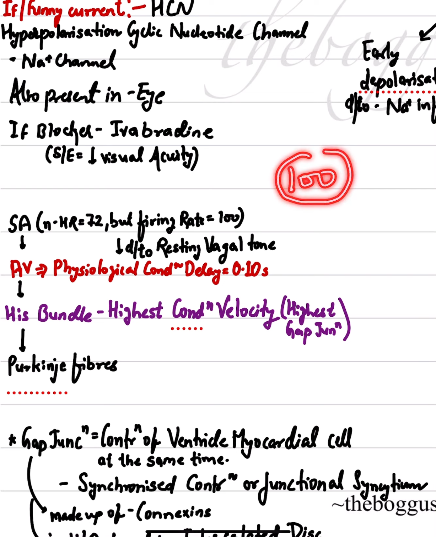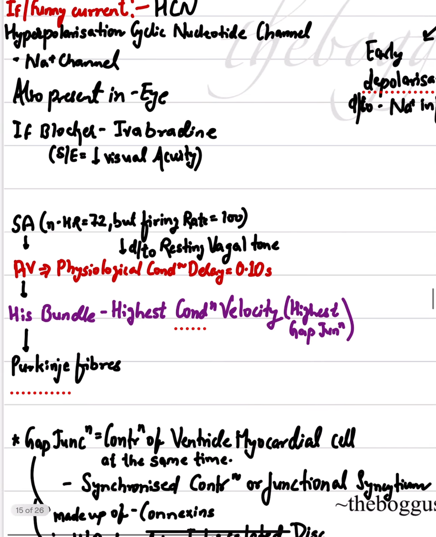The SA node's normal heart rate is 72. Actually, its intrinsic firing rate is around 100, but due to resting vagal tone, meaning parasympathetic activity, the heart rate is a little below that, around 72.